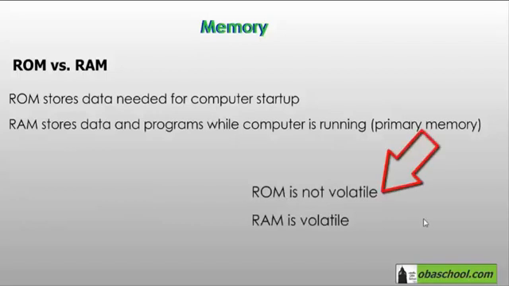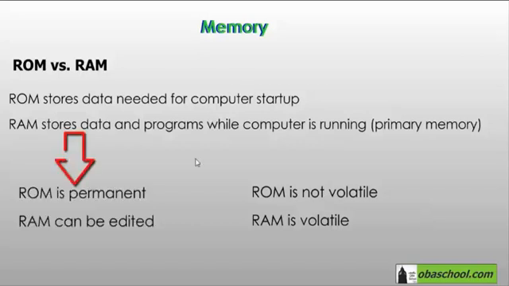ROM is not volatile, while RAM is volatile. What does that mean? It means that the data on the ROM can never be erased, while the data on the RAM can be erased. So everything that happened while the computer is running will not be saved unless I save it on the secondary memory. Let's take an example. If I use the WordPad and I do not save my work, it will not be saved. But if I save it, it will be saved on the secondary memory.